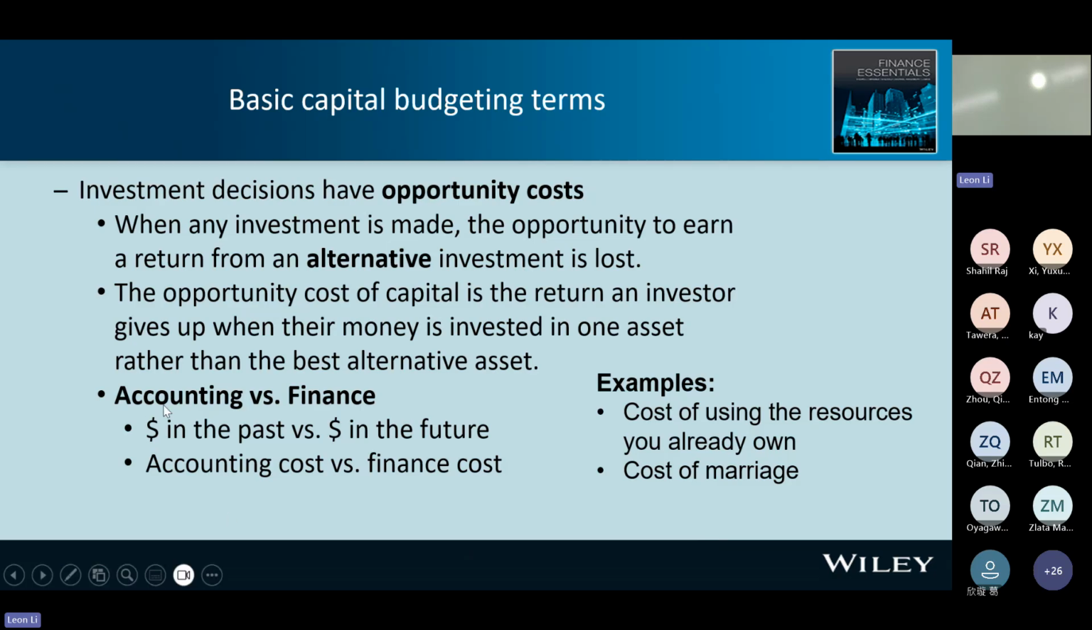So here I like to address again the difference between accounting and the finance. So accounting deals with the money in the past. So in finance, we deal with the money in the future. Accounting, their cost doesn't include opportunity cost, right? Finance, we consider opportunity cost.